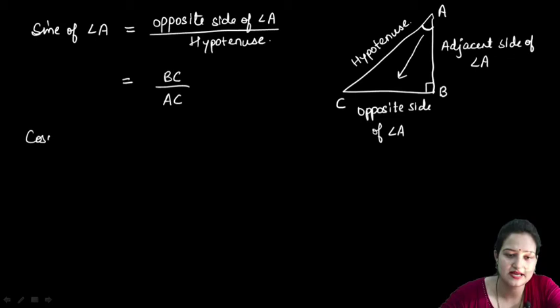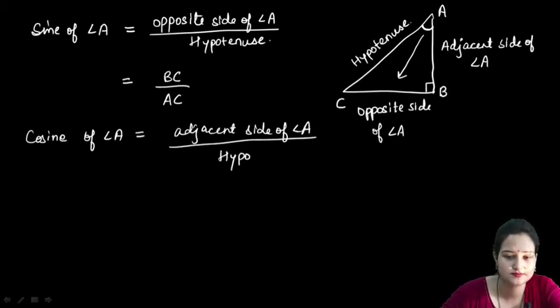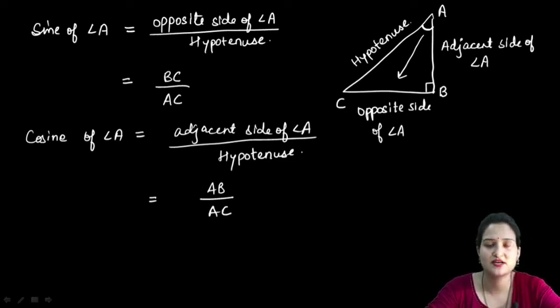Now for cosine of angle A, it will be written as the adjacent side of angle A upon hypotenuse. Then the adjacent side is AB and the hypotenuse is AC. Then cosine of angle A will be AB upon AC.